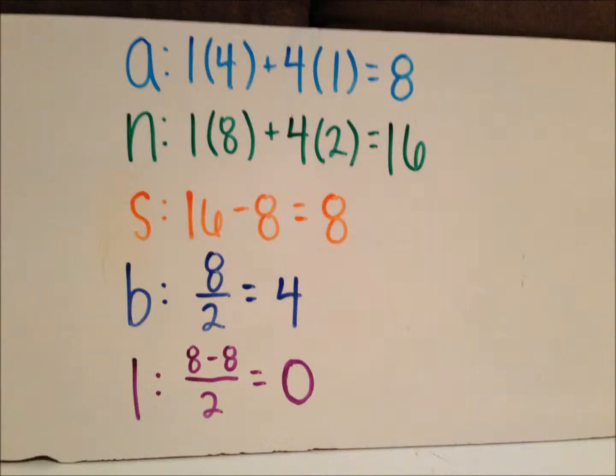To find the number of lone pairs, you take the value of A, which is 8, minus the value of S, which is 8, and you divide that by 2. You get 0 divided by 2, which is 0, which means that there are no lone pairs.